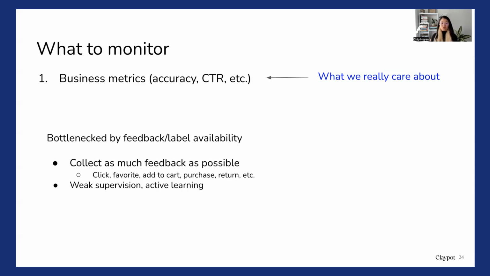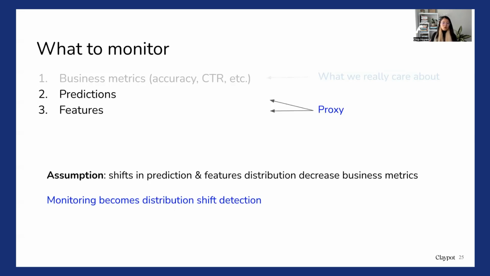Another solution is to leverage solutions like weak supervision, such as Snorkel, or active learning, so that you can generate labels for the data faster. When we don't have business metrics, companies look into predictions and features monitoring, with the assumption that shifts in predictions and feature distributions lead to a decrease in business metrics. In that scenario, monitoring becomes a distribution shift detection problem.